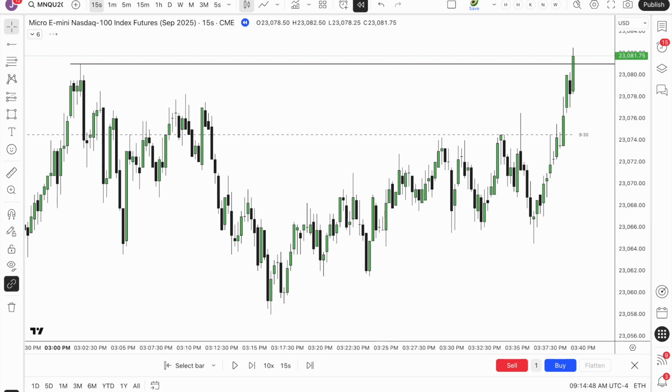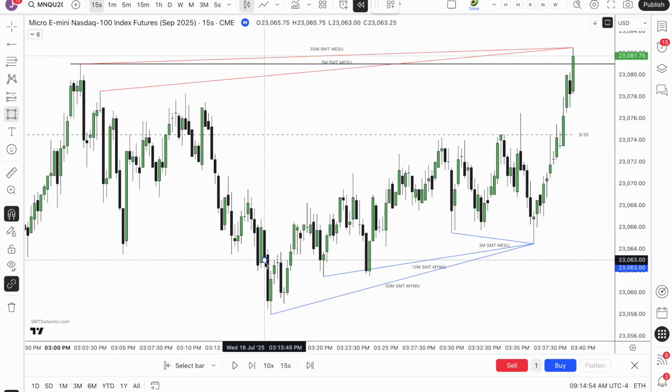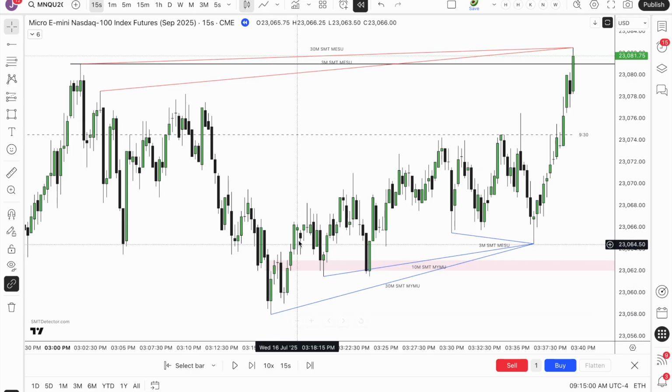SMR there. So this would be a good gap to use here. See how it came up, respected it, dropped lower, it ran higher. That would be a good fair value gap to use.